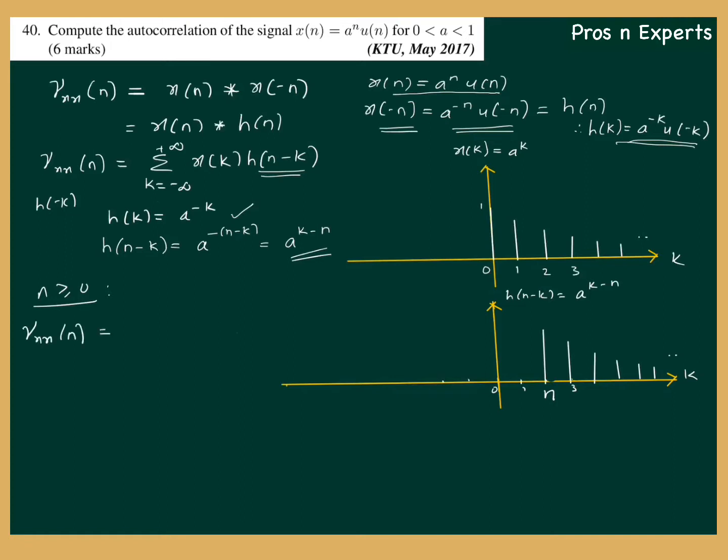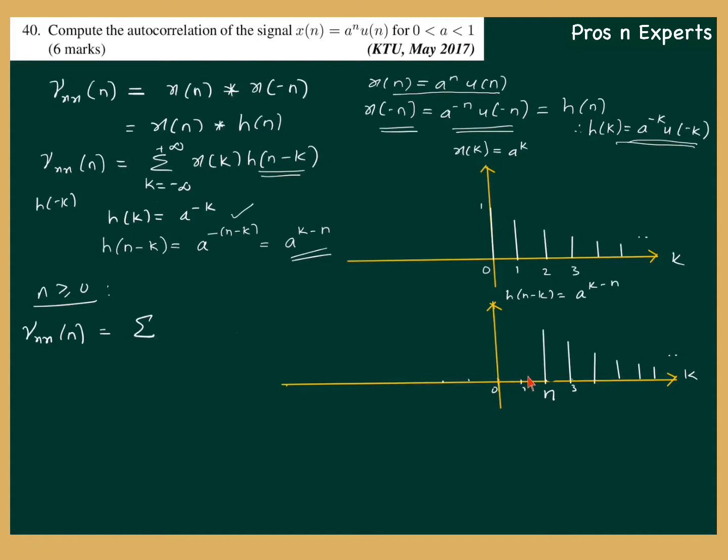Gamma xs of n is equal to sigma over, what is the limit of summation now? For getting the limit of summation, just observe the product of x of k and h of n minus k. From what value of n does this product remain non-zero? It is obvious from the graph that from n to infinity, right? From k equal to n to infinity, this product remains non-zero.